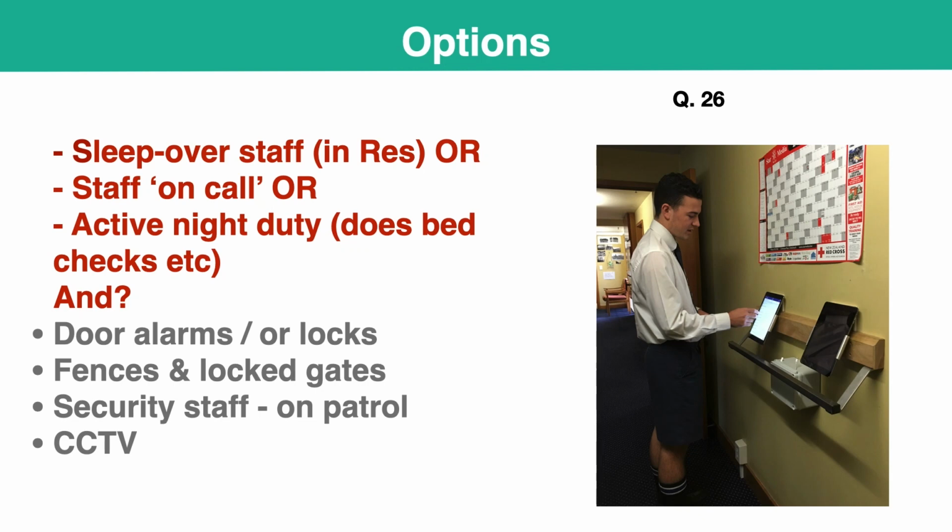The other options are to have door alarms and locks. Of course, fences and lock gates will give you extra security at night, and security staff may be on patrol, and you might have CCTV as well. So I wonder what your residence security features are for night time.